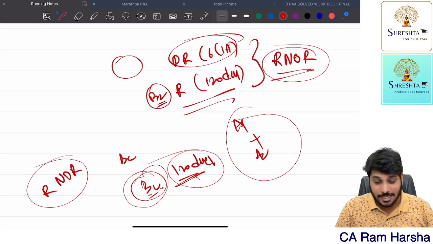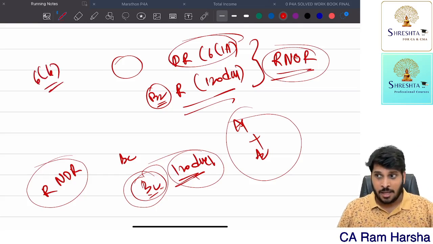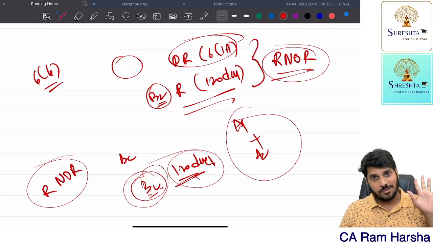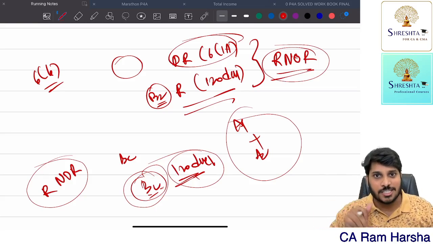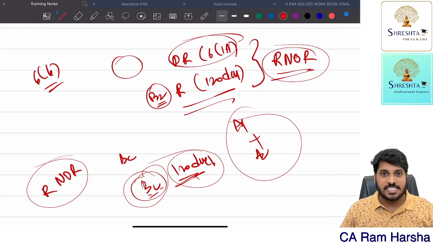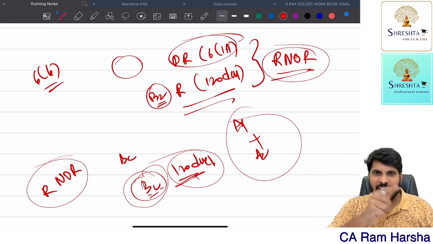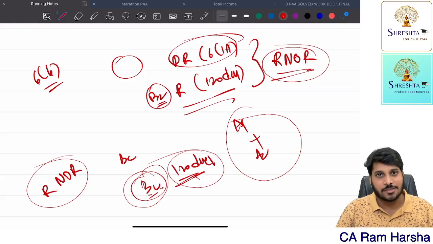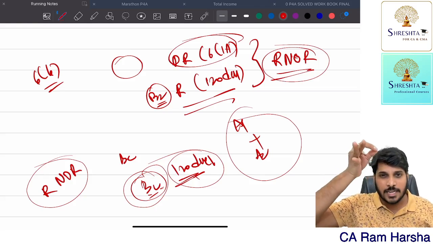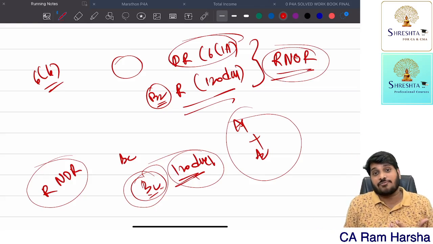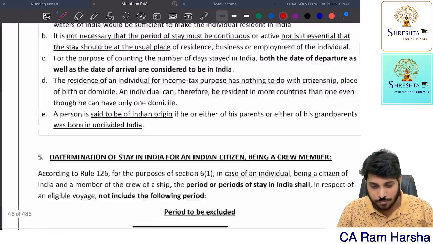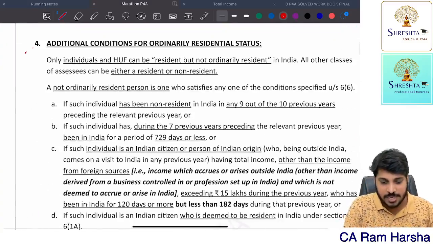So that's why you see 6 subsection 6 residential status. The following people are always not ordinarily resident. 9 out of 10 years they are non-residents. In the last 7 years they stayed less than 730 days. They are a deemed resident. They are a resident in India because of 120 days logic, having Indian income exceeding 15 lakhs. In all these 4 cases, they are always RNOR. That's how they drafted. And in fact, we have given the same format in our book also.